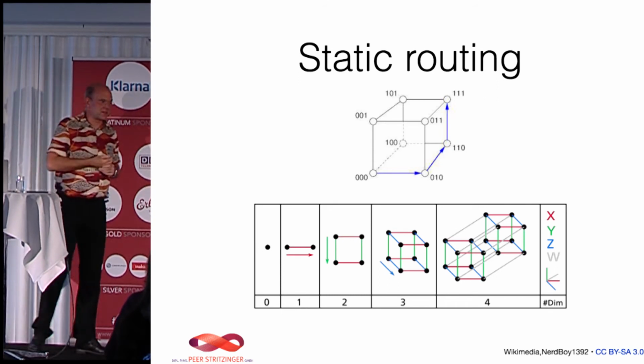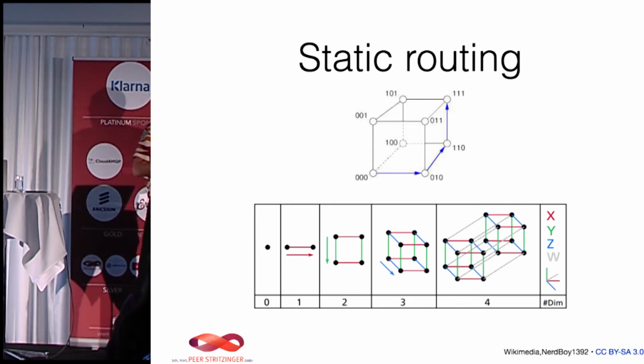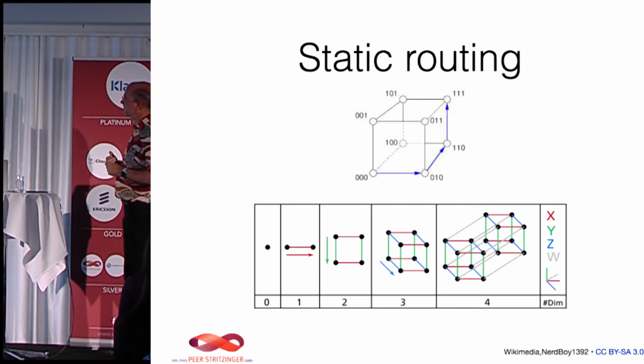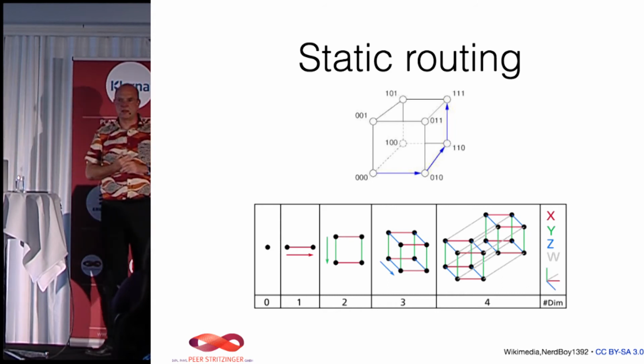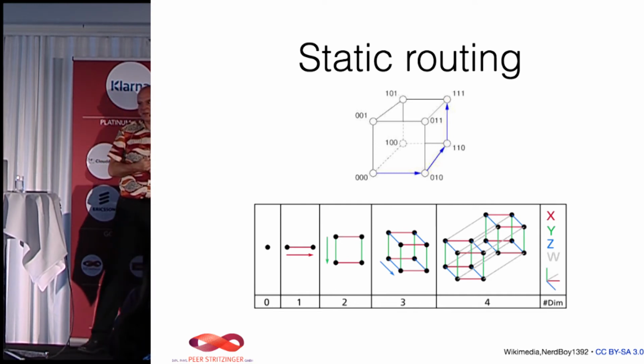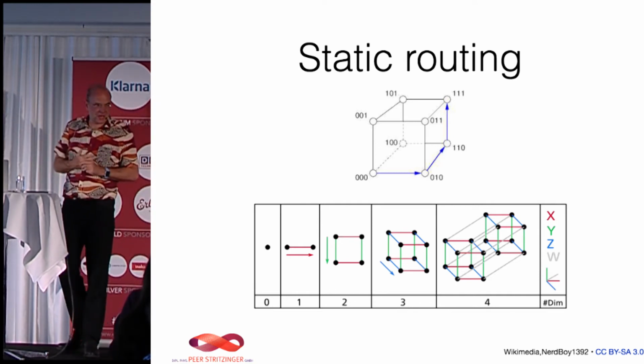How would we fill this routing table? One possibility is to do static routing, so you just configure it. I put up one example for static routing. We don't want a fully connected network, so what's the next easier, less connected solution? That would be a so-called hypercube.